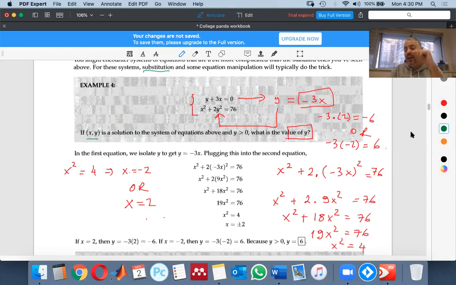Now, normally there are two solutions. But in my original question, it says above that y is greater than 0. There is a precondition. It says that y is greater than 0. But when I check, y is negative 6 or positive 6, and negative 6 is not greater than 0, so cancel it out. So the only solution is y is positive 6.